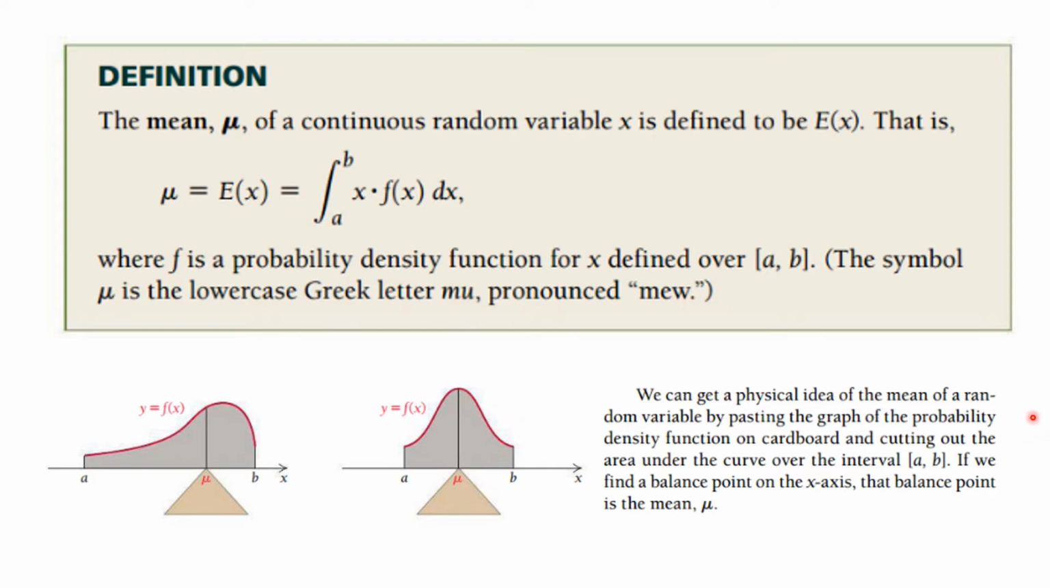We can get a physical idea of the mean of a random variable by pasting the graph of the probability density function on cardboard and cutting out the area under the curve over the interval ab. If we can find a balance point on the x-axis, so you see this is balanced, it's neither tilting this way nor this way, and here it's balanced differently, neither tilting this way nor this way, it's flat, then that is the mean. Mu is the value between a and b at which we can find that balance.